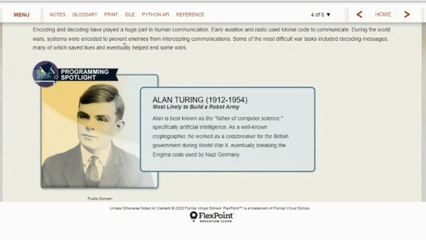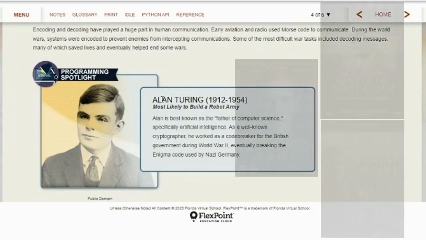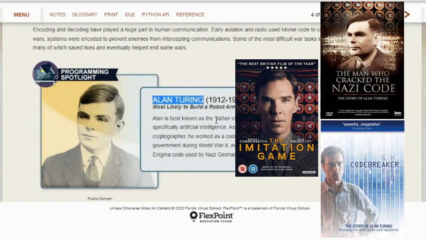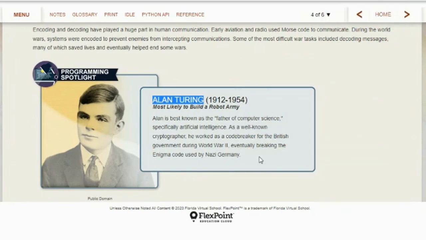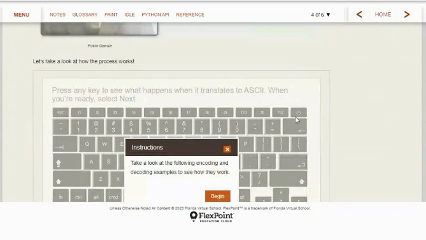During the World Wars, systems were used to prevent enemies from reading messages, right? So some very important jobs in World War I and World War II were trying to figure out the code that the enemy was using. So here's Alan Turing. Alan Turing's a very important part of developing the computer. He was known as the father of computer science. There's some movies out there about Alan Turing you can look up. I've seen more than one. As a well-known cryptographer, he worked as a code breaker for the British government during World War II, and he broke the Enigma code that was used by Nazi Germany, and he created a computer to do it. It's pretty cool. I've seen some movies about that.